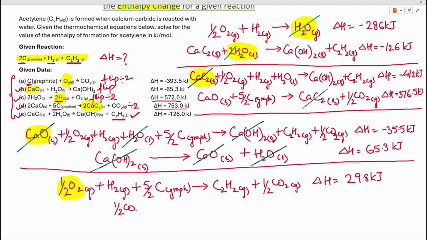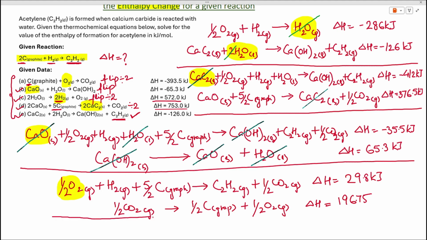So we have half CO2, which is gas. It gives us half carbon, which is graphite, plus half O2, which is again a gas, and then delta H will be, flip the sign, so 393.5 and then that divided by 2. It gives us 196.75. Now let us add these equations again.